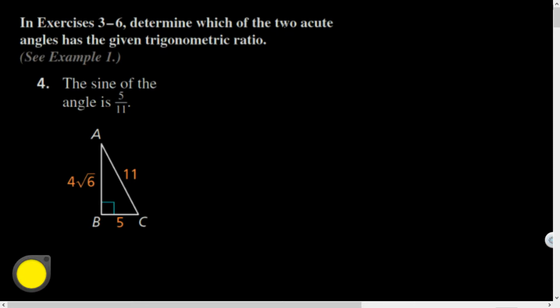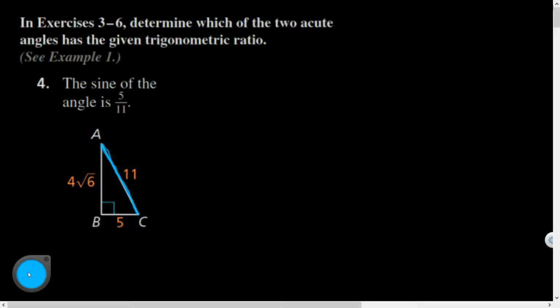It says determine which of the two acute angles has the given trigonometric ratio. So let's see, 5/11ths. Which two sides would have a ratio of 5/11ths? That would be the 5 and the 11. The 11 I happen to know is the hypotenuse. Why is that the hypotenuse, friends? It's opposite the largest angle, and it's the longest side. Here's an angle. The side that's opposite it is right there, and these two sides are adjacent to it. Opposite is farthest away, not touching it.